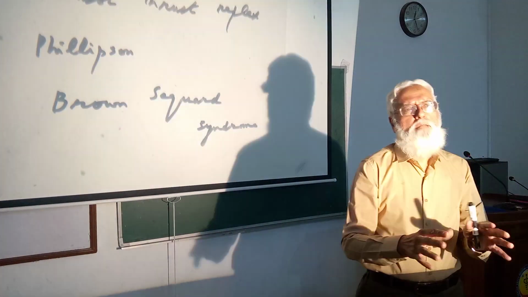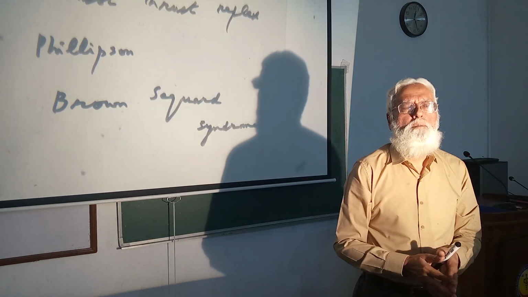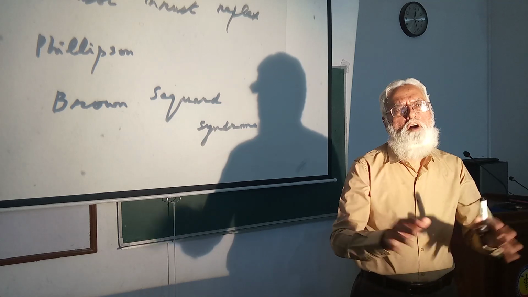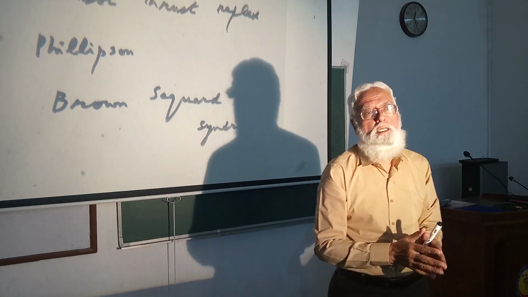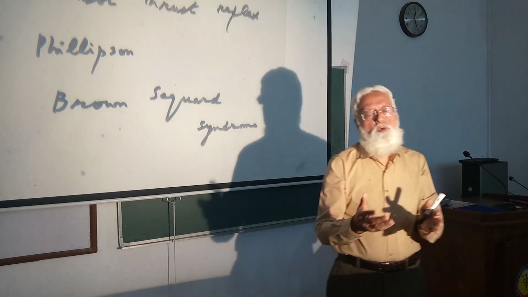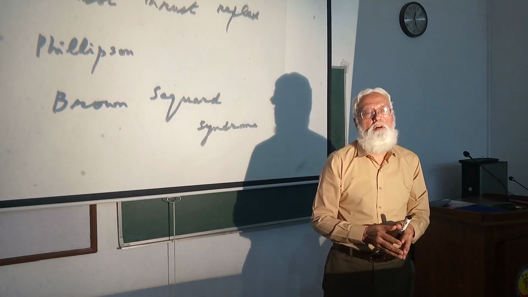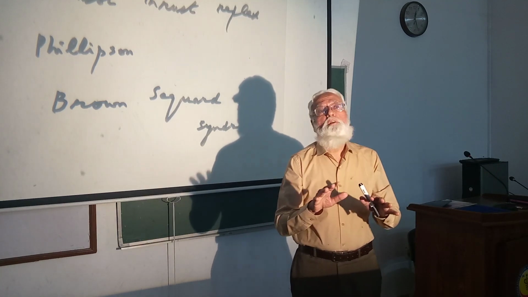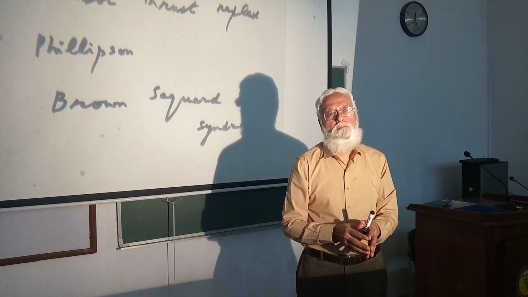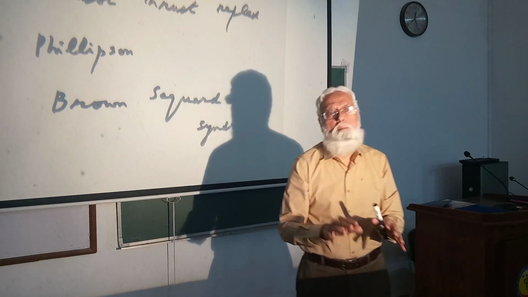So features can be discussed below the level of hemisection, at the level of the hemisection, and then above the level of the hemisection. So first about the features below the level of hemisection.